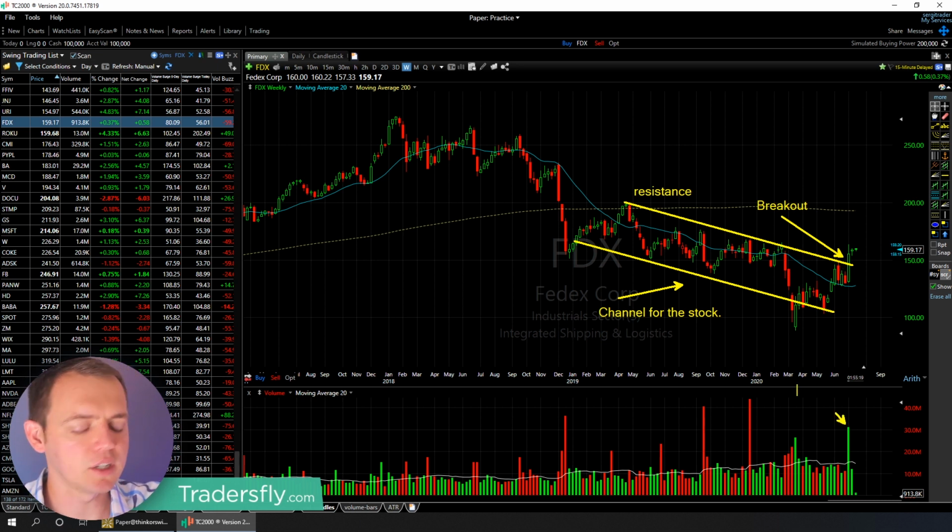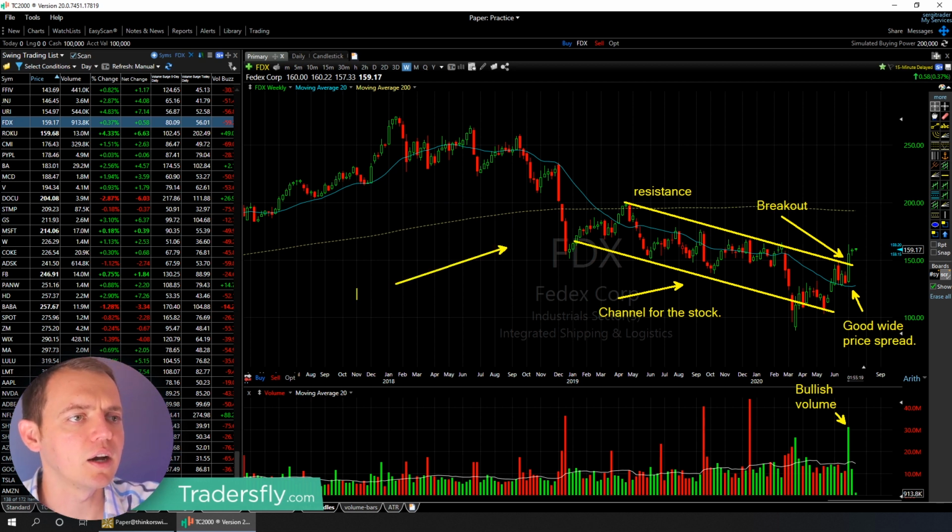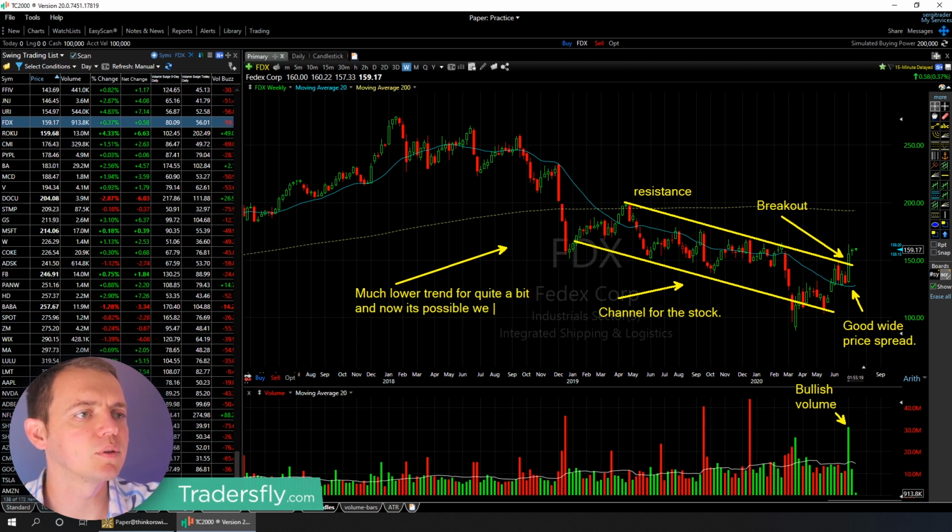You also have this bullish volume right there that's picking up a little speed. You've got good wide price spread. All these things are kind of healthy for a possible upward movement now in this downward trend, because you could see this trend's been heading lower for quite a bit of time. So we've had a much lower trend for quite a bit, and now it's possible we can see some light.